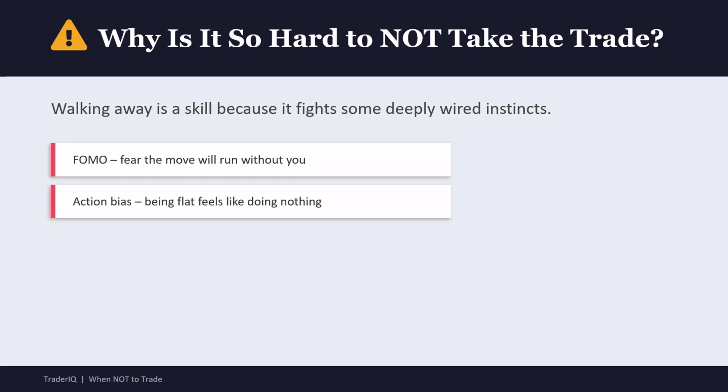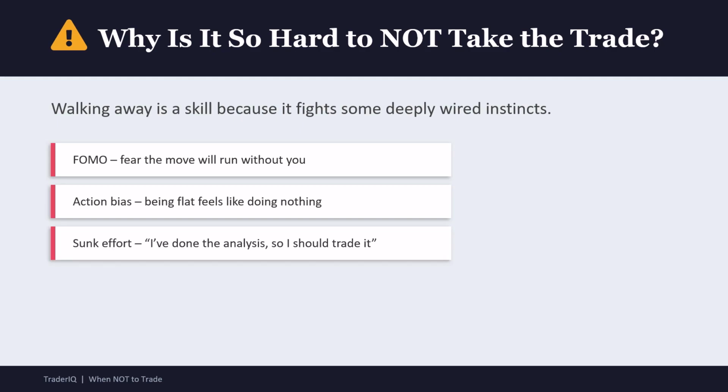This is when it feels wrong to do nothing. So we feel as though we have to be active as traders, but we're failing to recognize that being active includes making an active decision not to trade because the market setup isn't as it should be.